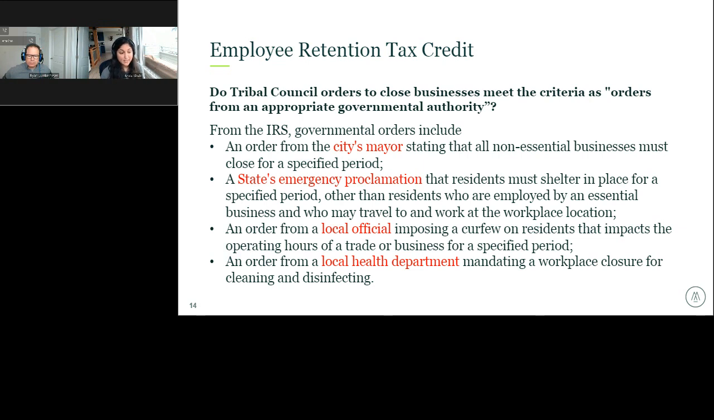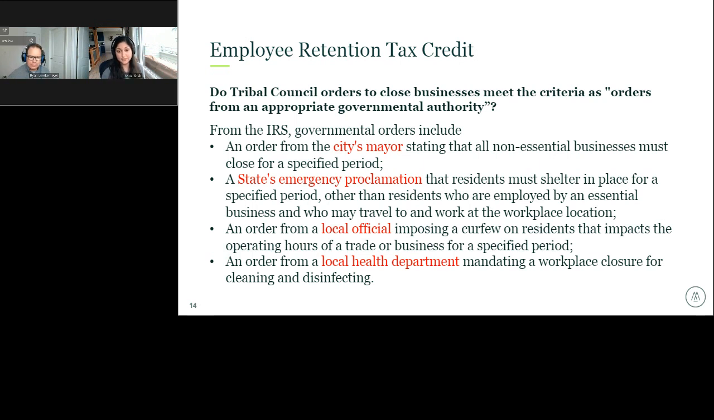Now, the guidance does say that for this ERTC, you can be eligible for it if you have full or partial closures. So, for example, casinos that have entertainment venues or restaurants may have had closures or may still be closed. In those cases, because they would qualify as a partial closure, they would meet the ERTC eligibility requirements. Also, if a tribe or tribal entity or business has had to reduce its operating hours due to a government order, then it would still be considered a partial closure. So you can meet any of these criteria.